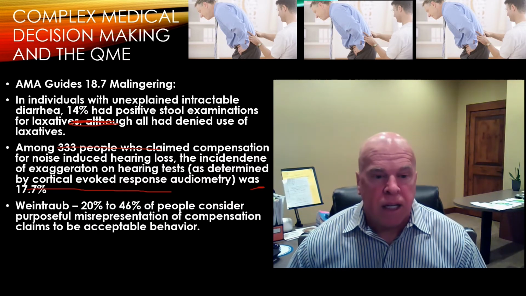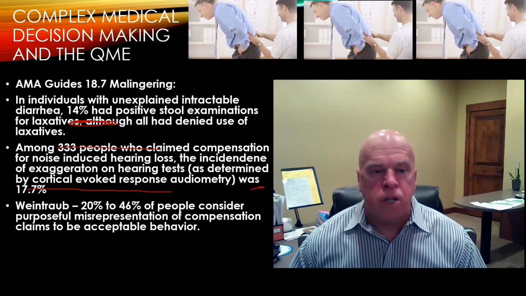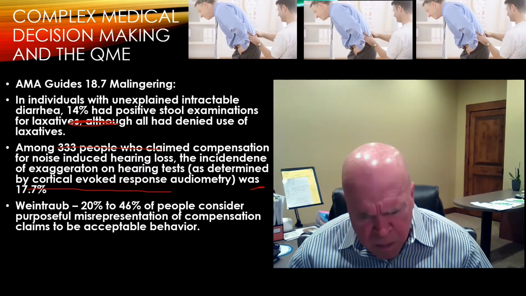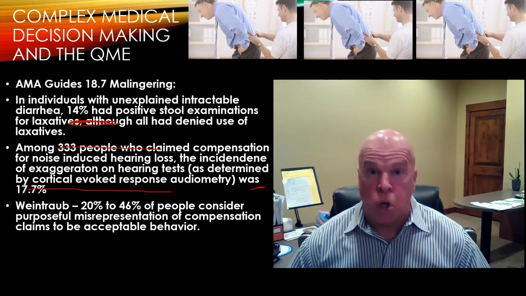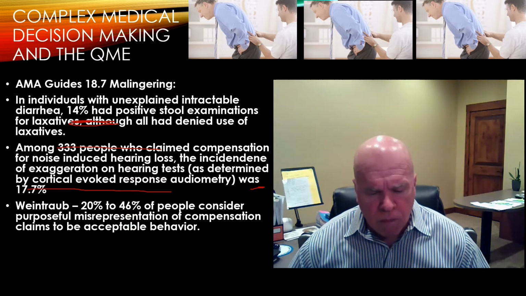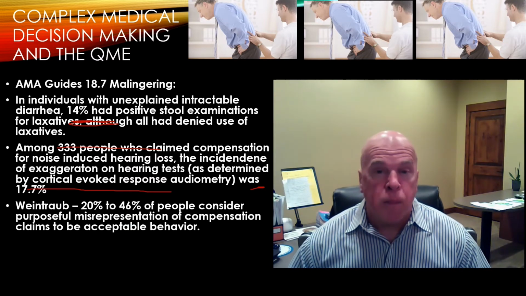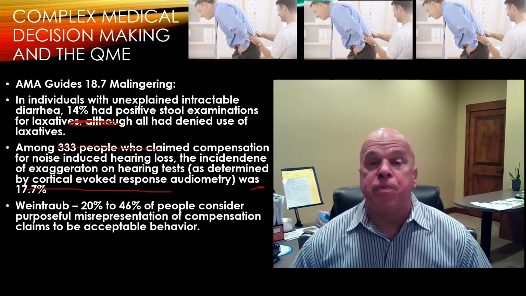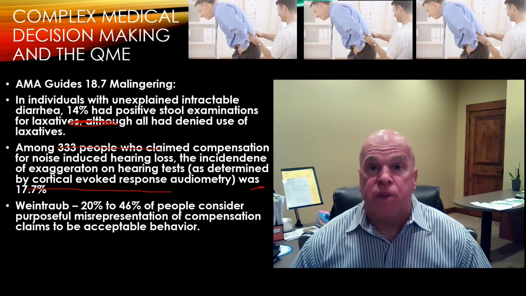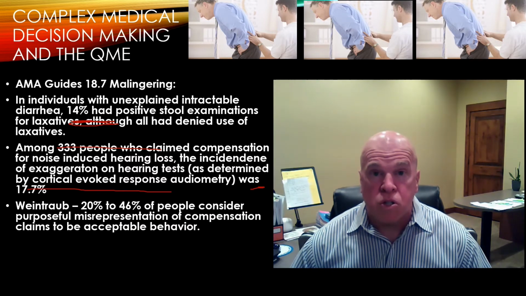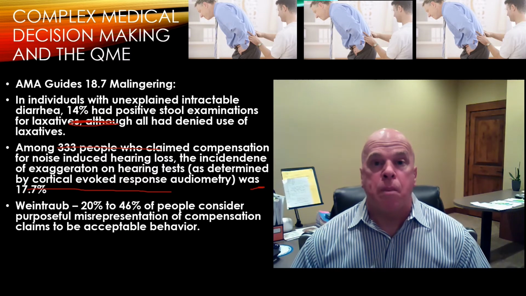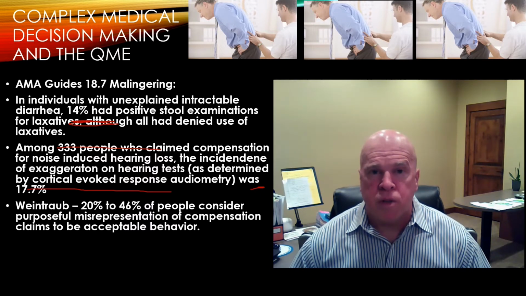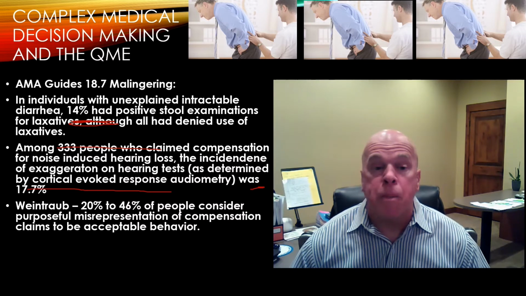17.7%. Finally, Weintraub cited studies wherein he concluded that 20 to 46% of people, this is people like lay people like you and me, out there in the world, just walking around, consider purposeful misrepresentation, in other words, lying, to be acceptable behavior as relates to compensation claims. They accept a certain amount of hyperbole when it comes to compensation claims. A little bit of exaggeration, a little bit of malingering, a little bit of untruthfulness. It's okay. It's okay in compensation claims.